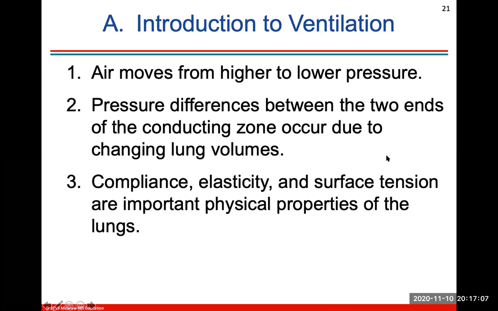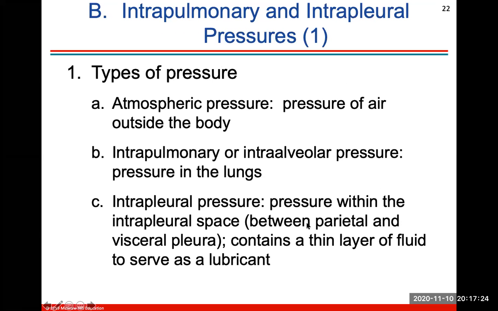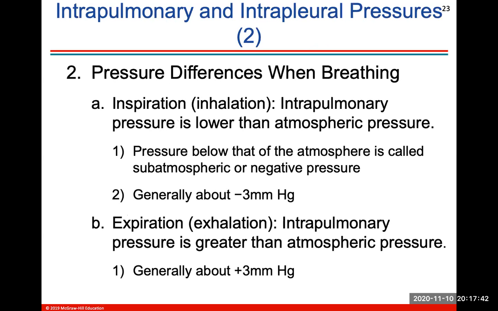Physical aspects of ventilation. So this is just air moving from higher to lower pressure. The pressure differences between the two ends of the conducting zone occur due to changing lung volumes. And compliance, elasticity, and surface tension are important physical properties of your lungs. You have different types of pressure. Atmospheric pressure is the pressure of the air outside the body. And intrapulmonary or intraalveolar pressure is the pressure in the lungs. The intrapleural pressure is the pressure within the intrapleural space, and that will contain a thin layer of fluid to help serve as a lubricant to reduce friction.